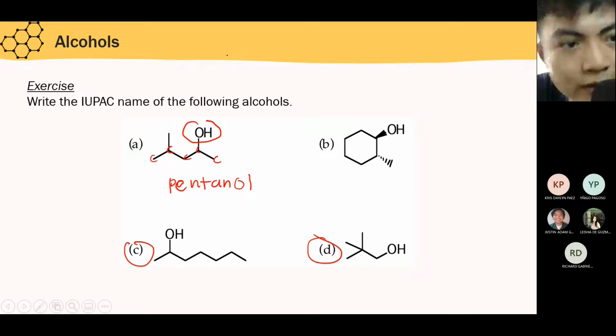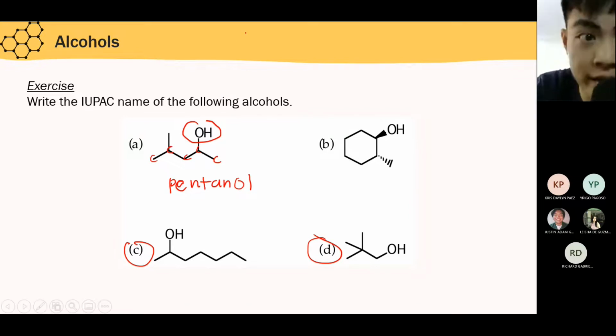Tapos ano yung susunod natin gagawin? Di numbering. So san ka mag-start? Di dun banda sa OH. Pag dito ka nag-start, malayo sa OH. Pag dito ka nag-start, malapit sa OH. So dito ka mag-start. Okay? So 1, 2, 3, 4, 5. So mapapansin mo, yung OH nasa second carbon. So that's 2-pentanol.